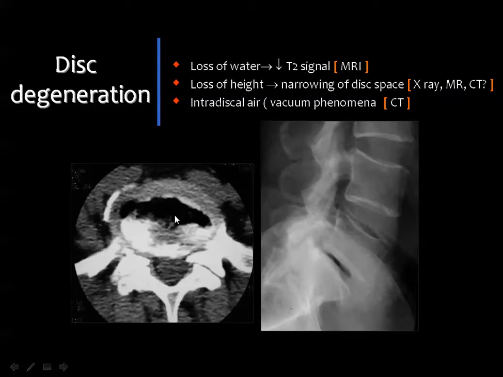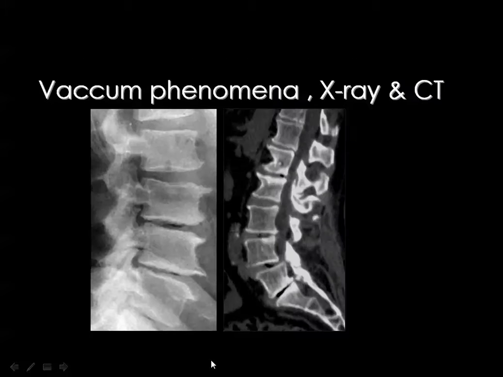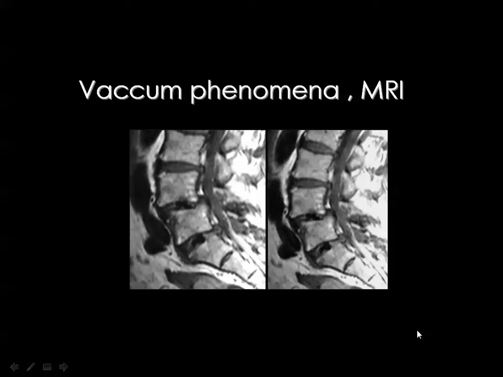As you can see here, the air is well appreciated by CT, especially if it is small, like this one, and you see a minute air loculus in this disc space. Also another air loculus at L4-5 and more air at L5-S1. This is a sagittal reconstructed CT image of the lumbar spine. And this is the plain X-ray showing minute air here and there and there. This is known as the vacuum phenomenon.